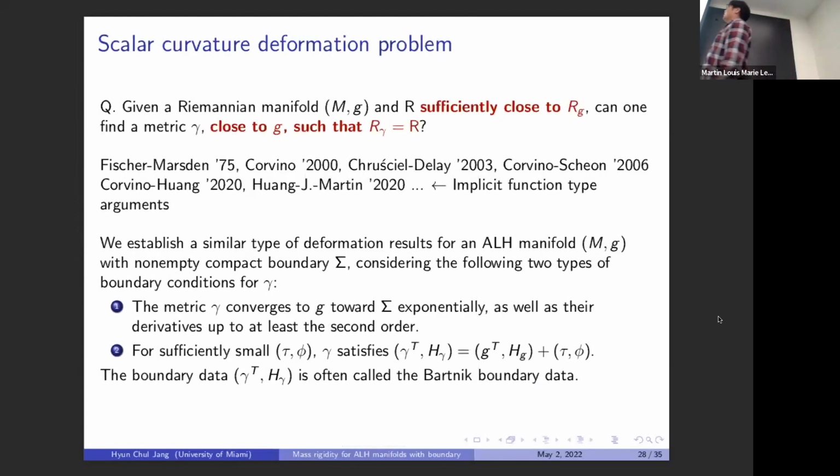In this line of research, we show similar types of deformation results for an ALH manifold with non-empty convex boundary, considering two different types. The first type is that the metric gamma converges to g toward the boundary exponentially fast. And the second one is that we just assign arbitrary, sufficiently small Bartnik data.